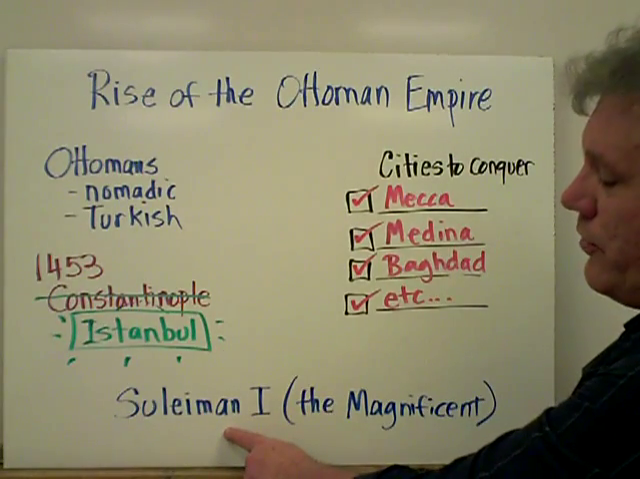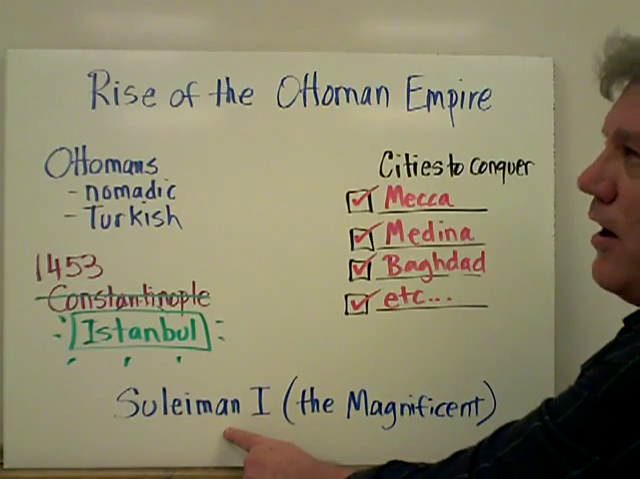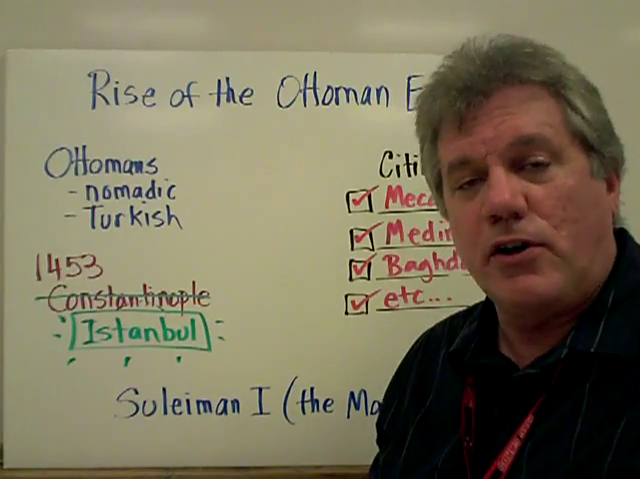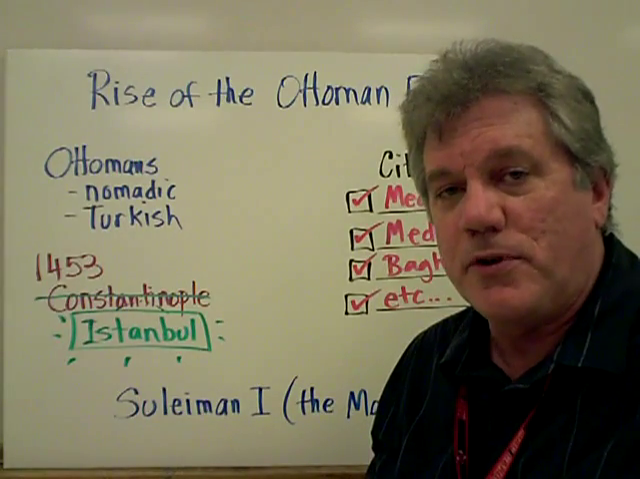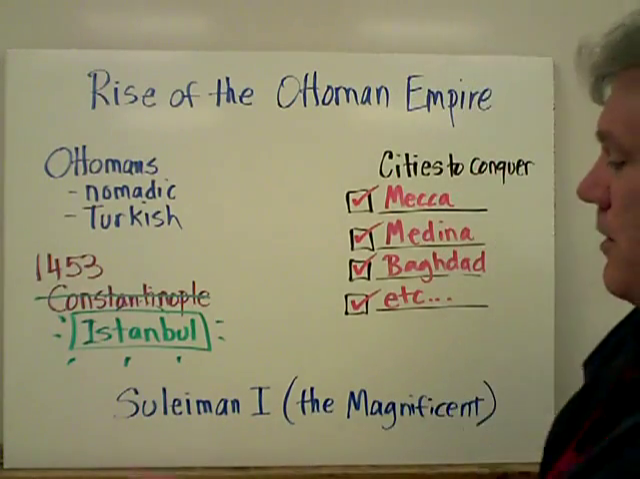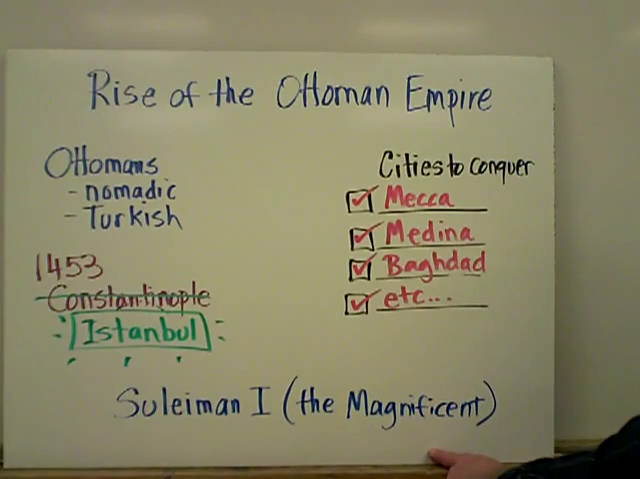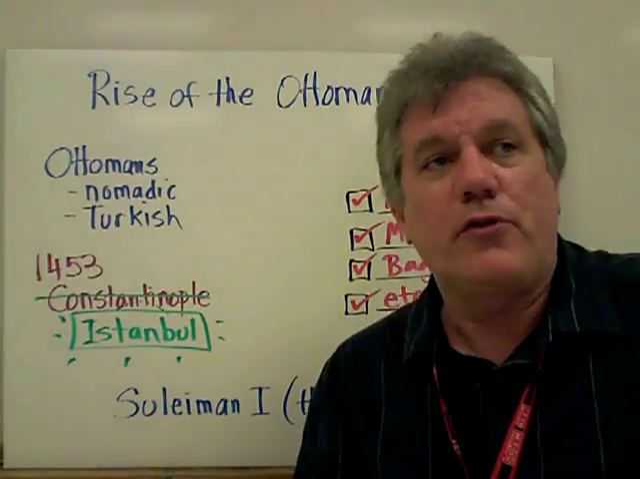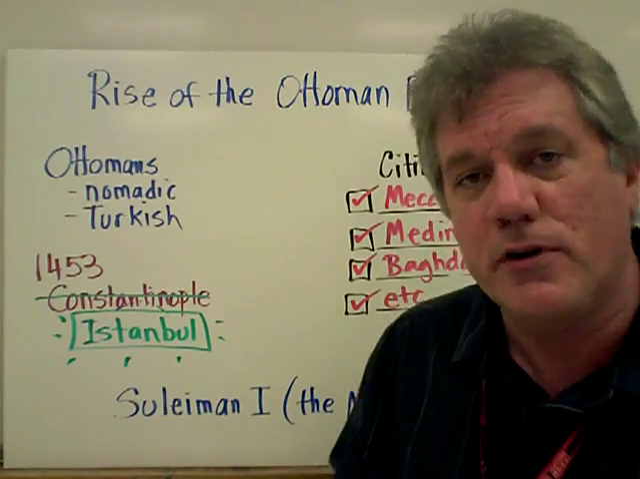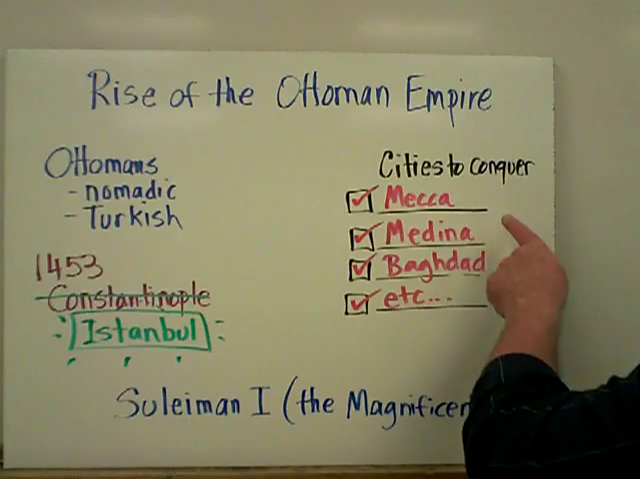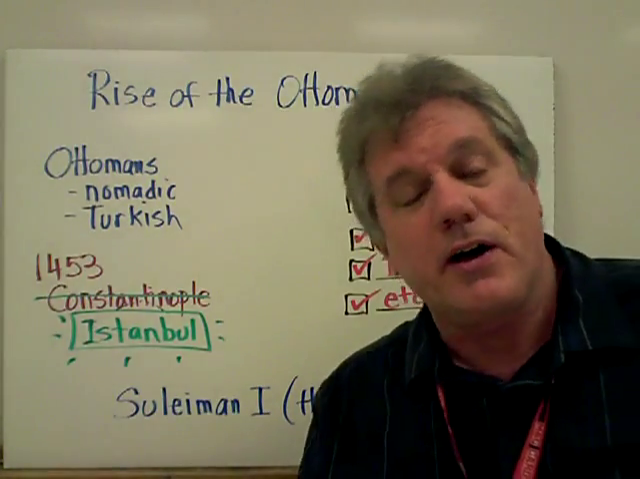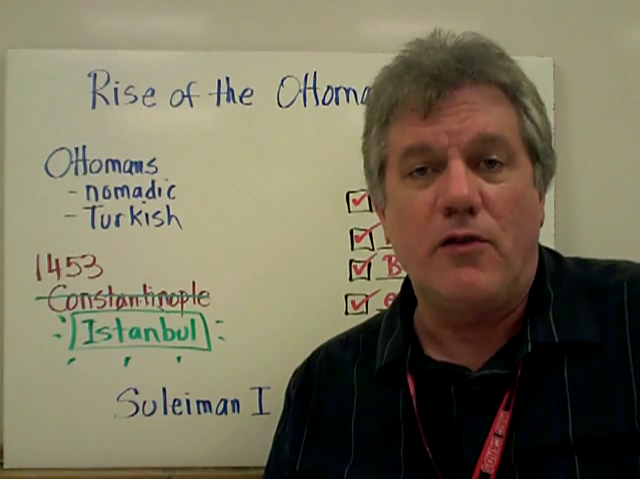Suleiman I was the longest reigning sultan of the Ottoman Empire. There were many political and cultural achievements under his leadership. In fact, he accomplished so much that they started calling him Suleiman the Magnificent. Most of the great cities of Islam were captured by the Ottoman Empire during this period. These include Mecca, Medina, and Baghdad. The Ottoman Empire lasted until the end of World War I.